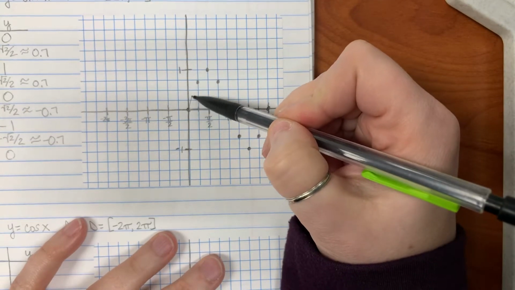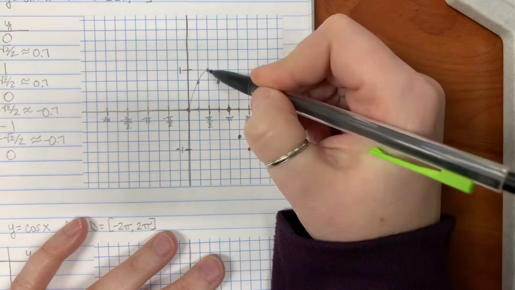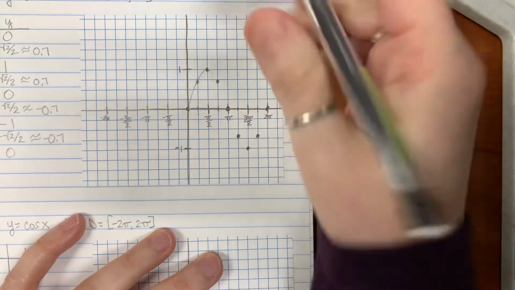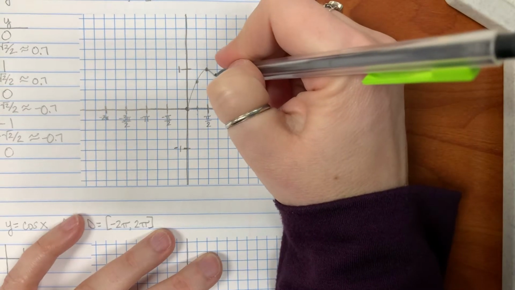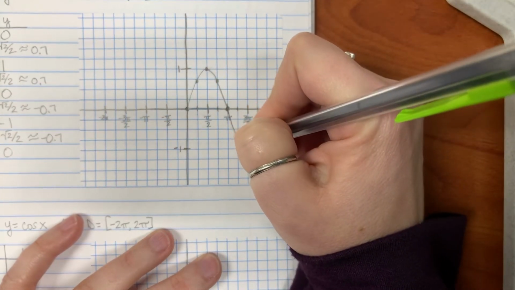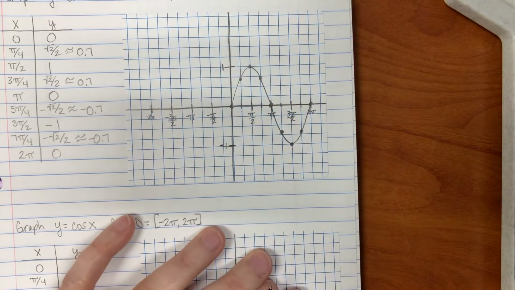It's a nice curve. So it curves upward, and then it comes back down. This is terrible. Hold on a second. Let me fix that. Okay, it comes back down, and then it goes down into the negatives, and then it comes back up. So that's my sine curve.